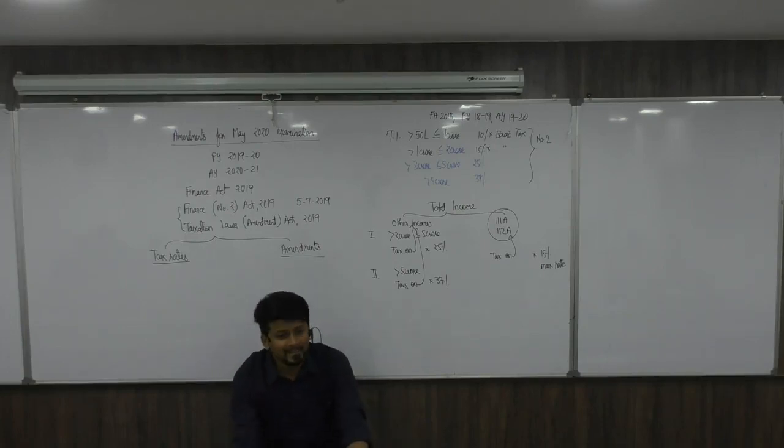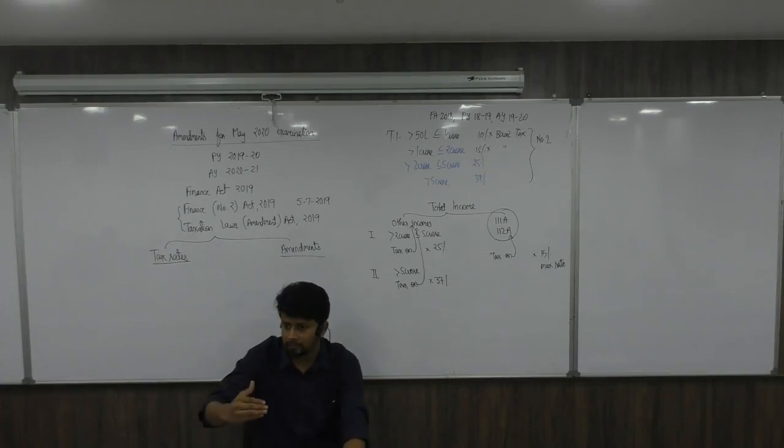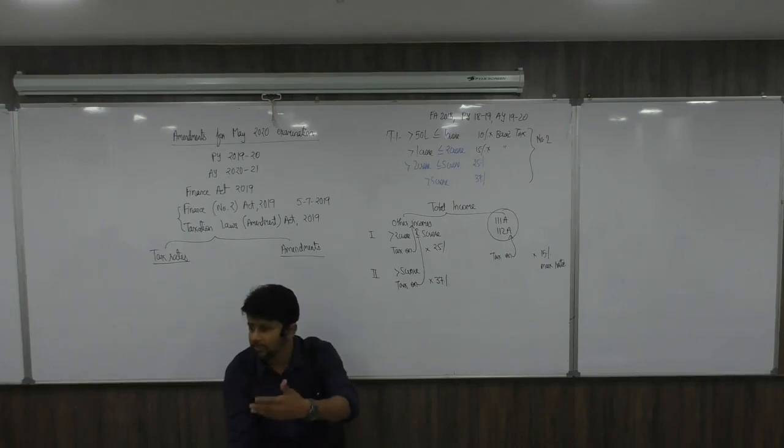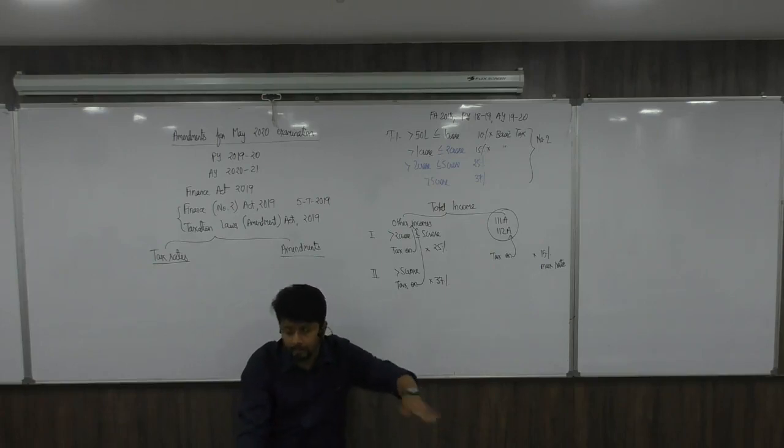Suppose it is TDS on rent. Section 194I puts a threshold limit of 1,80,000. If the amount of rent that you pay to a person exceeds 1,80,000, then tax has to be deducted. This limit has been increased from 1,80,000 to 2,40,000. That is one amendment. Similarly, when you are talking about interest, interest on debentures, interest on bonds, interest on securities, that is section number 193. There is no amendment in 193.